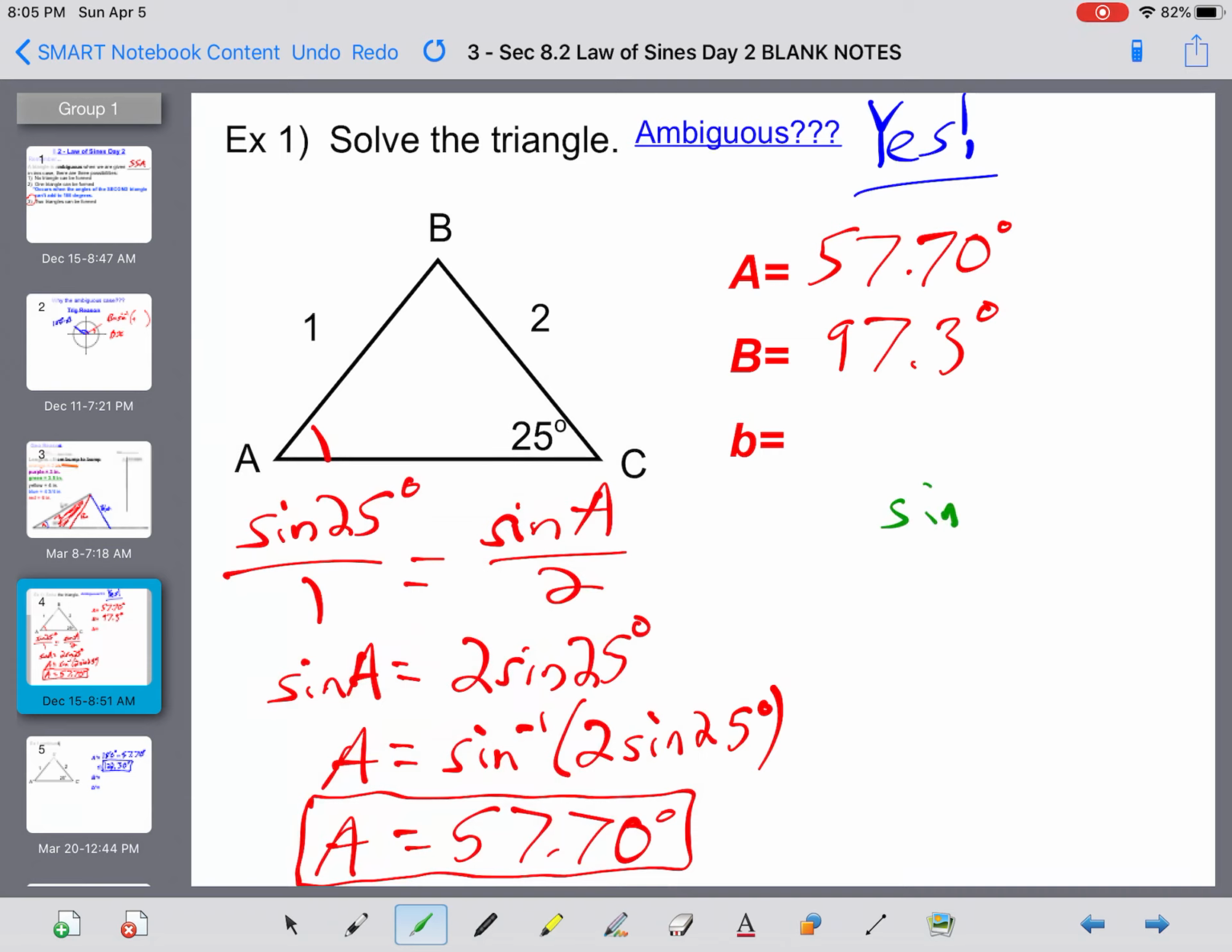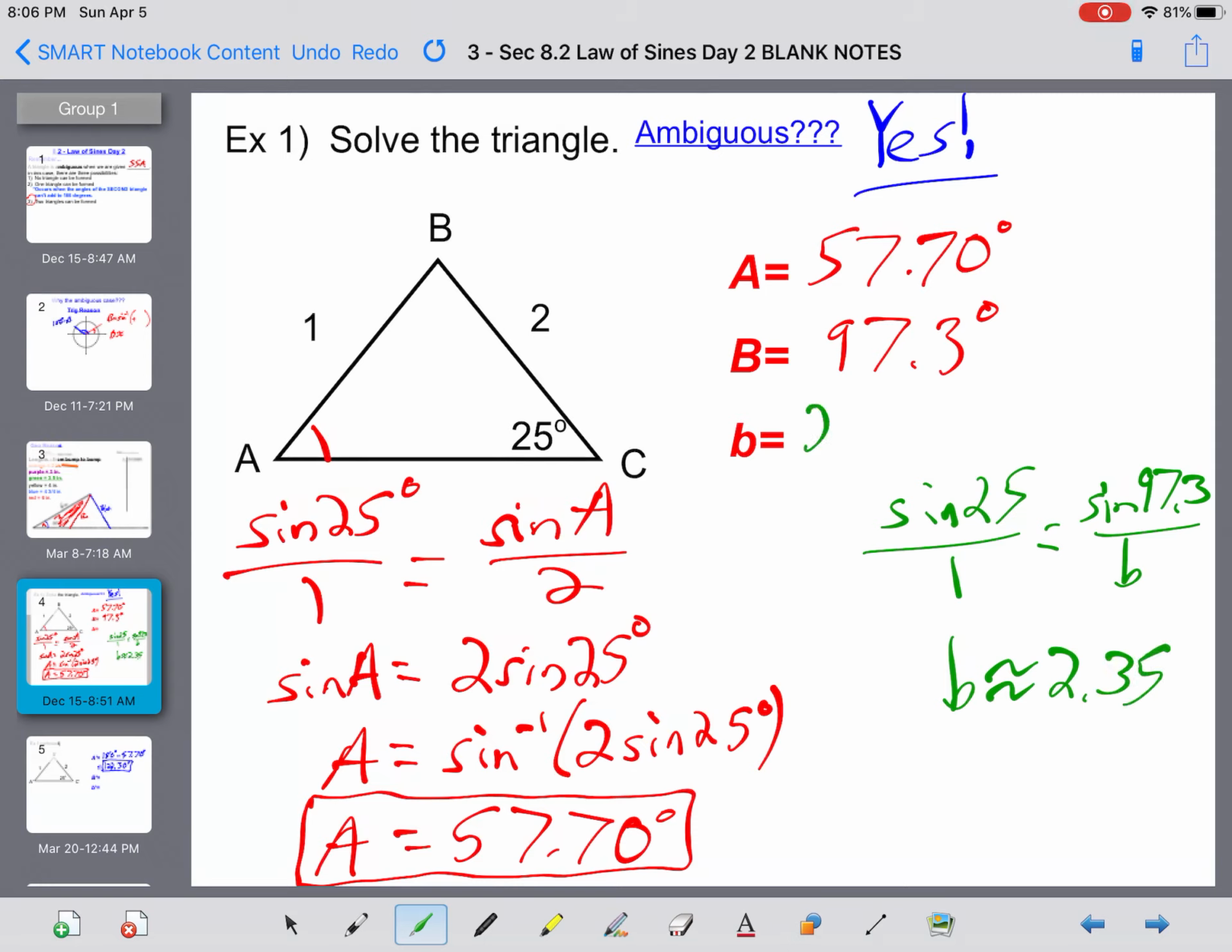So I'm going to do sine 25 over 1 equals sine of 97.3 over side B. I could have used 57.7 and 2, but I talked about last week I want to be exact, so I'm going to use the sine of 25 and 1. Cross multiply, clean this up just like we did last week, and you should be able to get 2.35 as lowercase b, which is side B in this first triangle. And that's it. The first triangle solved.